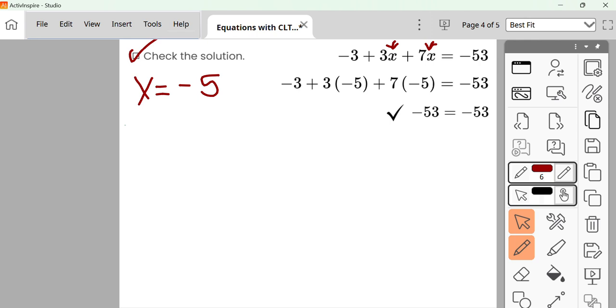All right, so below that you have -3 plus 3 times -5. You've got that in parentheses, plus 7 times -5. You put that in parentheses, and yes, they do check to be the exact same thing on both sides of the equal sign, and that is what the equal sign means. It means this on this side is exactly the same as this on this side. Just like when you start, you know that this on this side has to be exactly the same or balanced with this on this side.